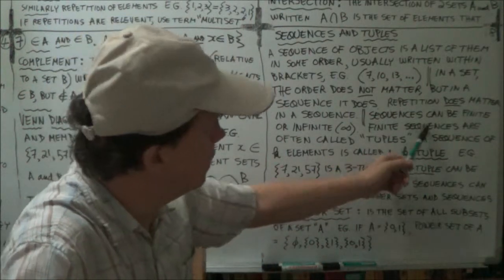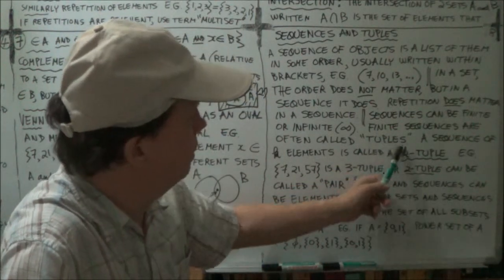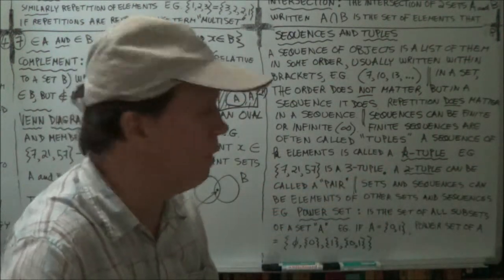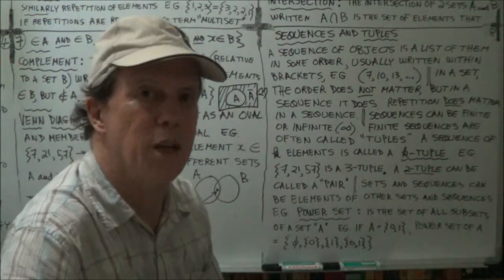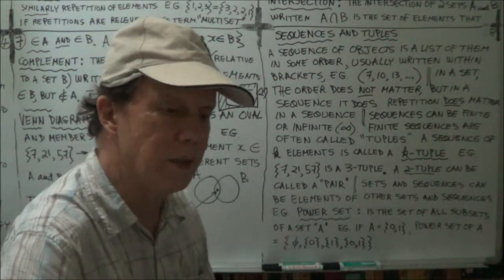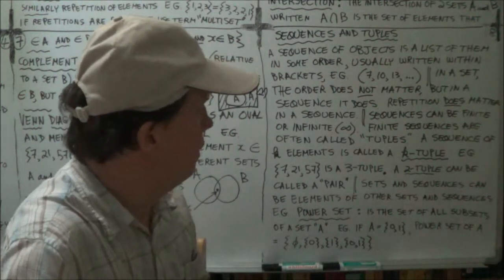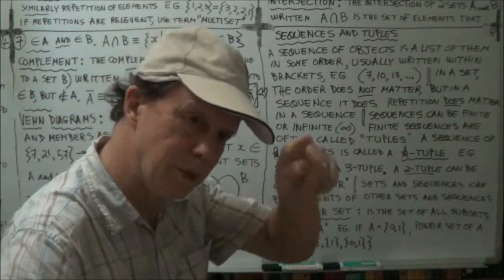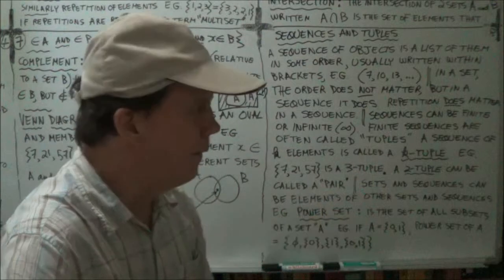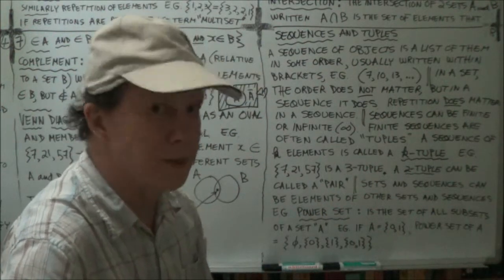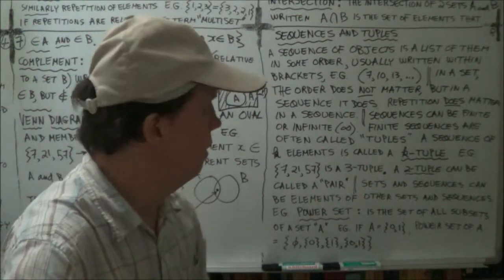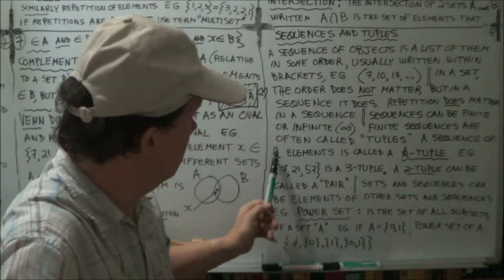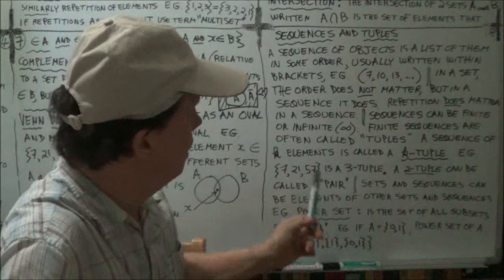Now a finite sequence, there's often a special label given to it. It's called a tuple, T-U-P-L-E. And if you have k elements in your sequence, a list of k things, that finite list will often get called a k-tuple, because it has k elements in the sequence.